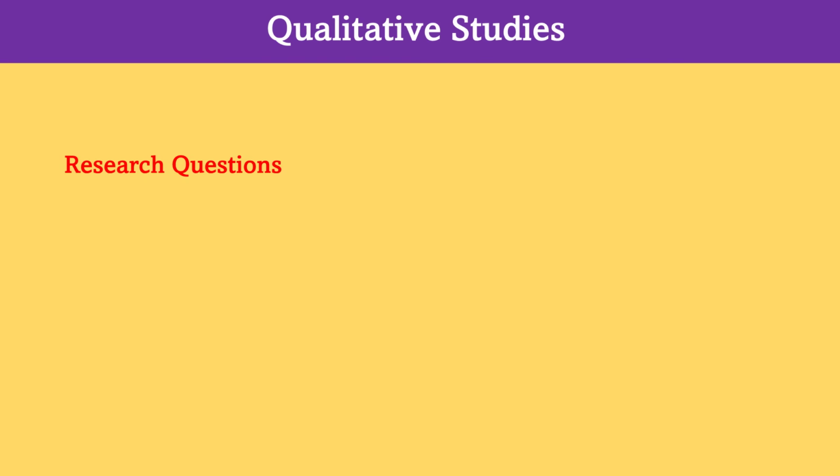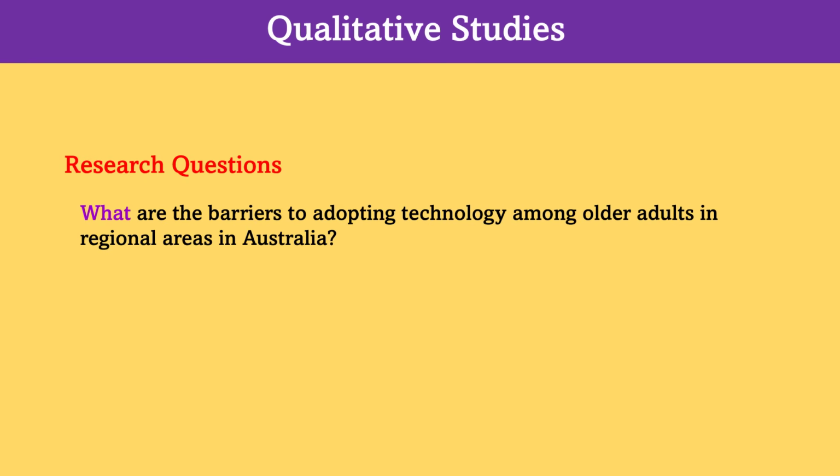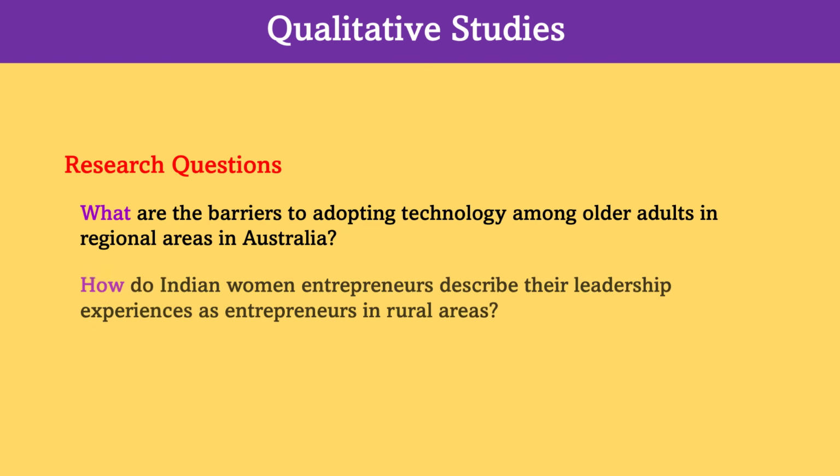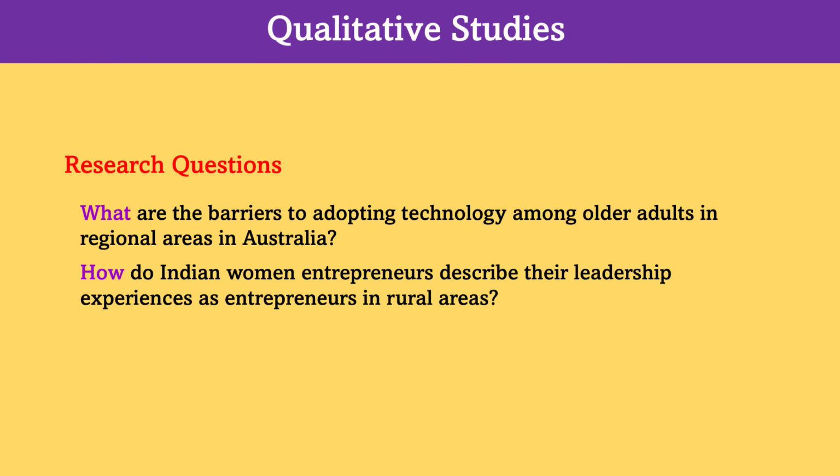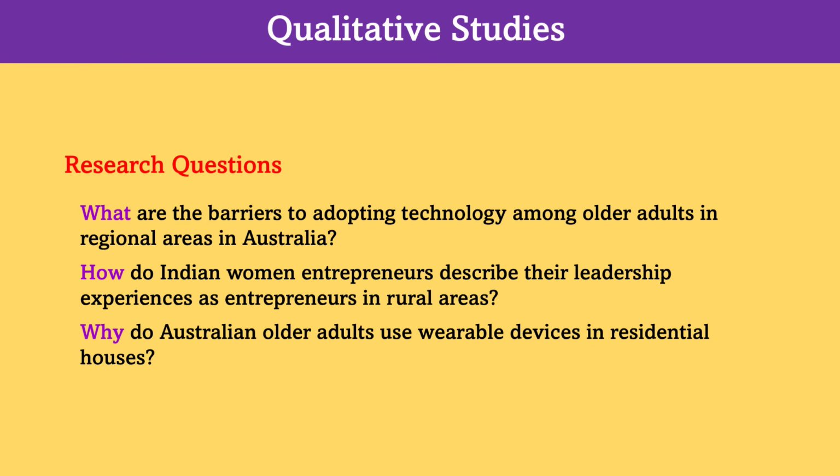And here you can see more examples. What are the barriers to adopting technology among older adults in regional areas in Australia? How do Indian women entrepreneurs describe their leadership experiences as entrepreneurs in rural areas? Why do Australian older adults use wearable devices in residential houses?